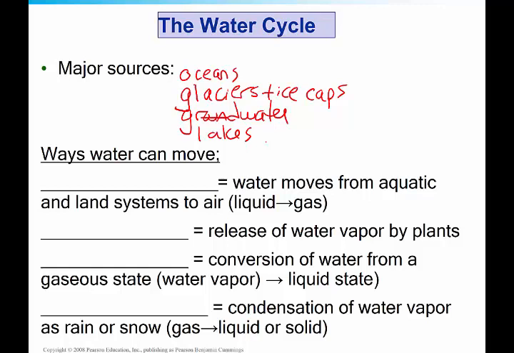Because the water really just cycles over and over through our environment. Well, one way water moves is from aquatic and land systems to the air, and this is called evaporation. Evaporation is the movement of liquid water to the air in the form of a gas. Now, plants and trees also release water vapor from their surfaces. This is called transpiration.